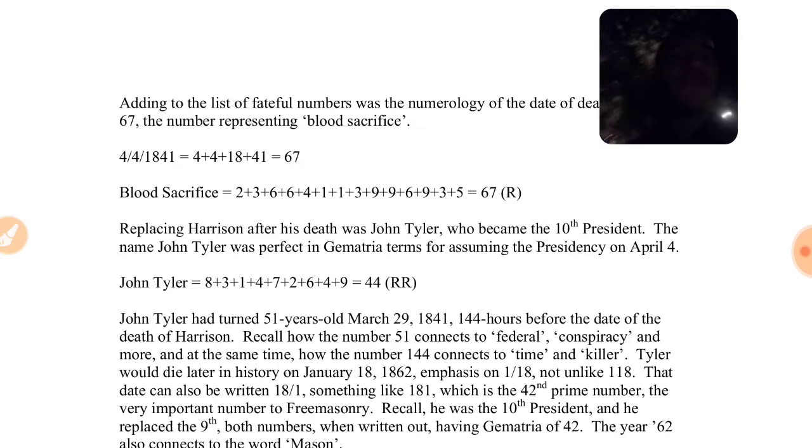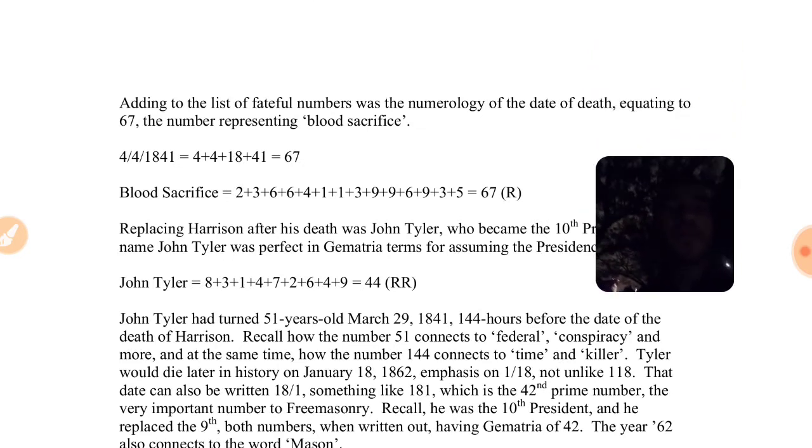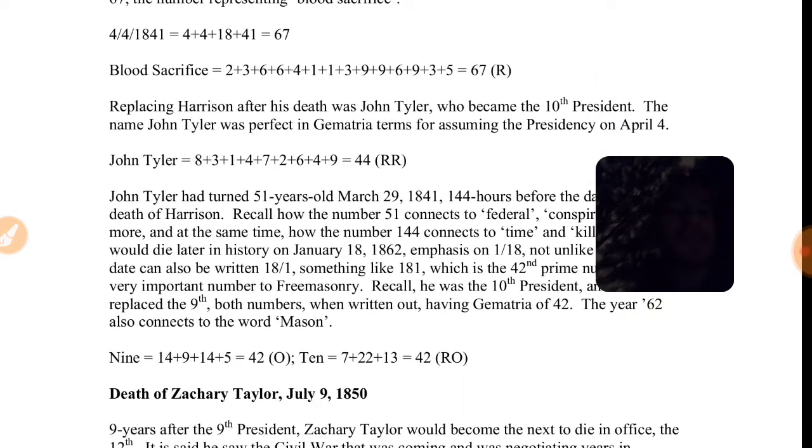Adding to the list of fateful numbers was the numerology of the date of death, equating to 67, the number representing blood sacrifice. 4 plus 4 plus 18 plus 41, 67. Blood sacrifice, 67 in reduction.